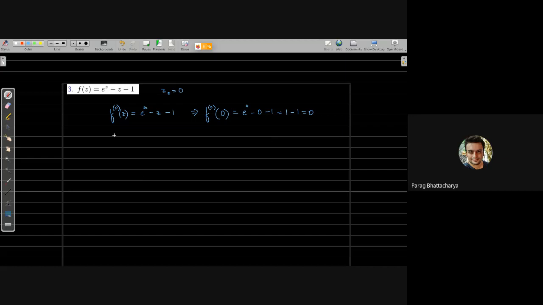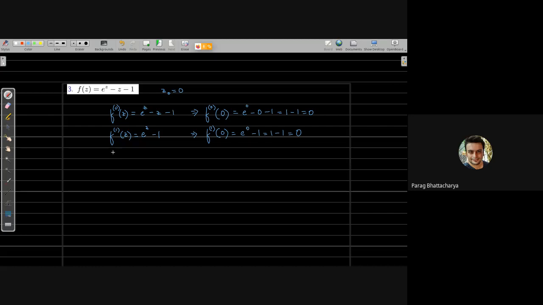Okay, what about the first derivative? The first derivative of f, what will this be? Differentiation of e to the power z is e to the power z. Differentiation of z is 1. Differentiation of 1 is anyway 0. What will this be at z naught equals 0? e to the power 0 minus 1. This is 1 minus 1. This is also equal to 0. Fine?